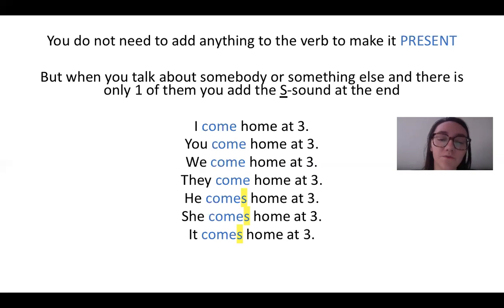So in English, we add an S sound at the end of the verb. Comes, goes, drives. We put it at the end of the verb when we're talking about another person that is not ourself, and there's only one of them, right? So that's when we're going to use the S.